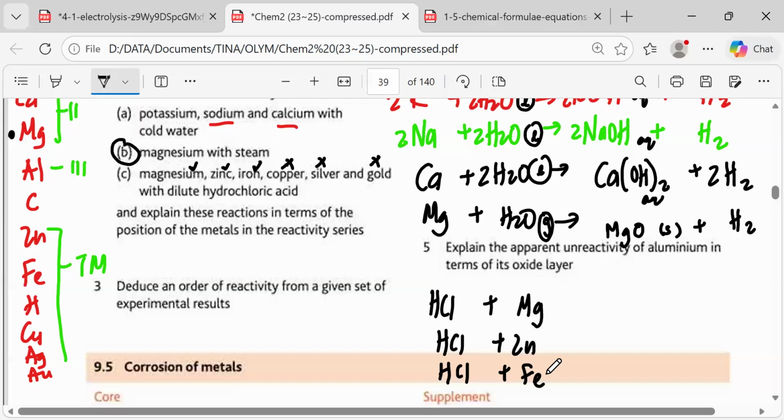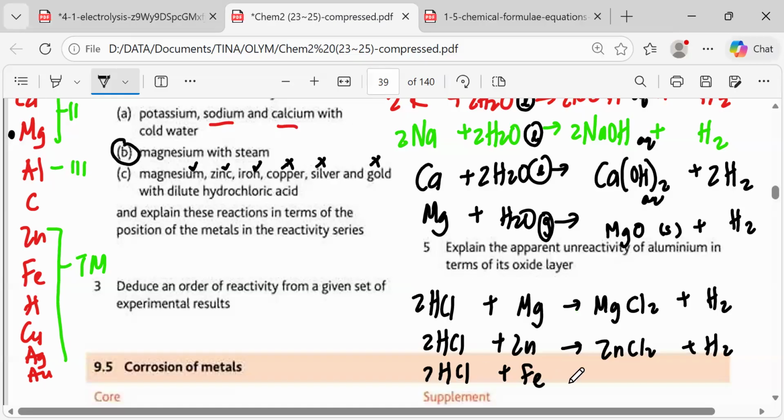Okay, ready? Done or not? Okay. So acid and metal. Are you done? The salt is magnesium chloride, MgCl2, and hydrogen. Balance the equation. This one is ZnCl2 and hydrogen. And this one is FeCl2 and hydrogen. Okay, it just follows the same trend.